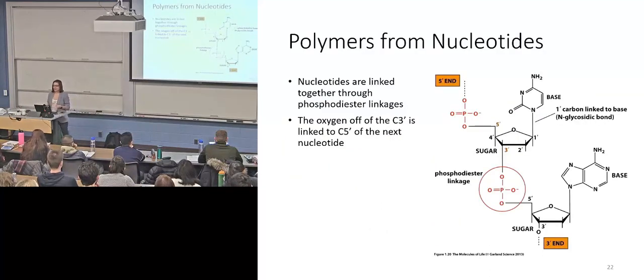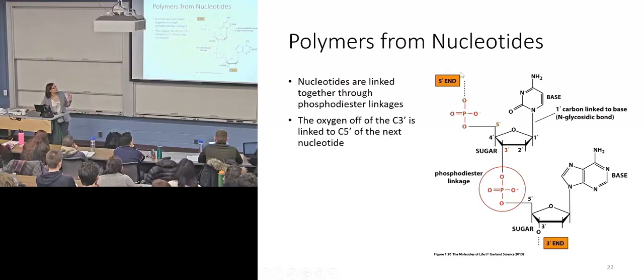So now we're actually talking about polymerizing the nucleotides into a strand of DNA, all right? Like I said, that was a bad title for the other slide. Nucleotides are linked together through a phosphodiester linkage. Okay. The oxygen on the 3' is linked to the C5 of the next nucleotide.